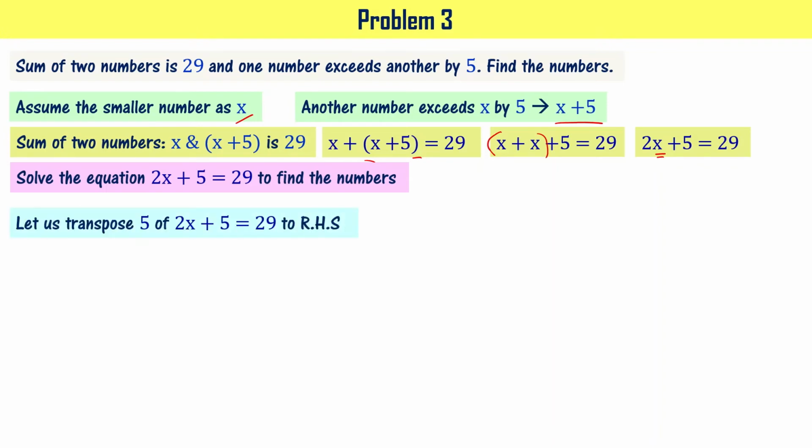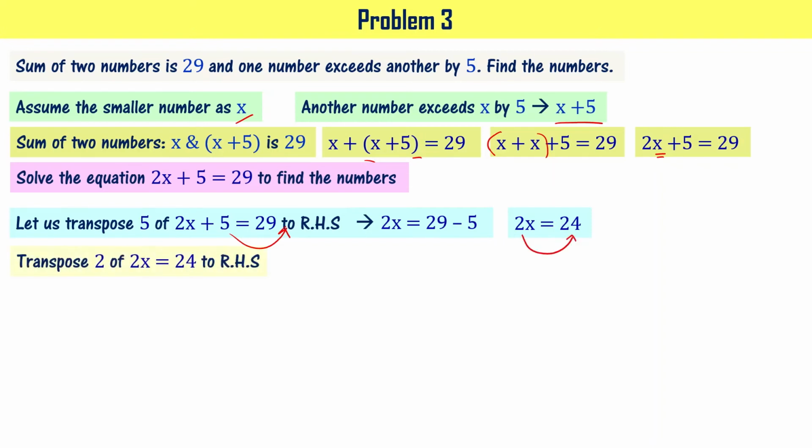Let us transpose plus 5 of the given equation to the RHS, right? When you transpose plus 5 from LHS to RHS, it becomes minus 5. It means the equation can now be written as 2x equal to 29 minus 5, right? It means 2x equal to 24. We want to find x, right? It means we have to transpose even 2 onto the other side.